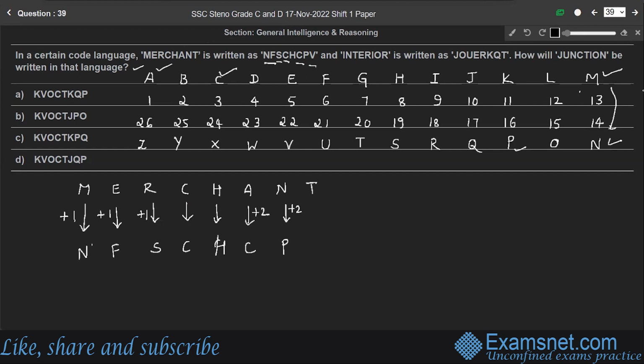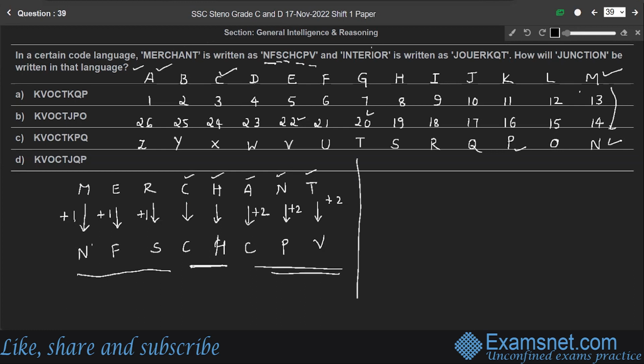Whereas lastly, T is coded as V. T plus 2 is V. T is 20, V is 22. Therefore, T plus 2 is V. Therefore, the first 3 letters plus 1 gives you their respective codes, and the fourth and fifth letters will be as they are. And the sixth, seventh, eighth letters plus 2 give their respective codes.